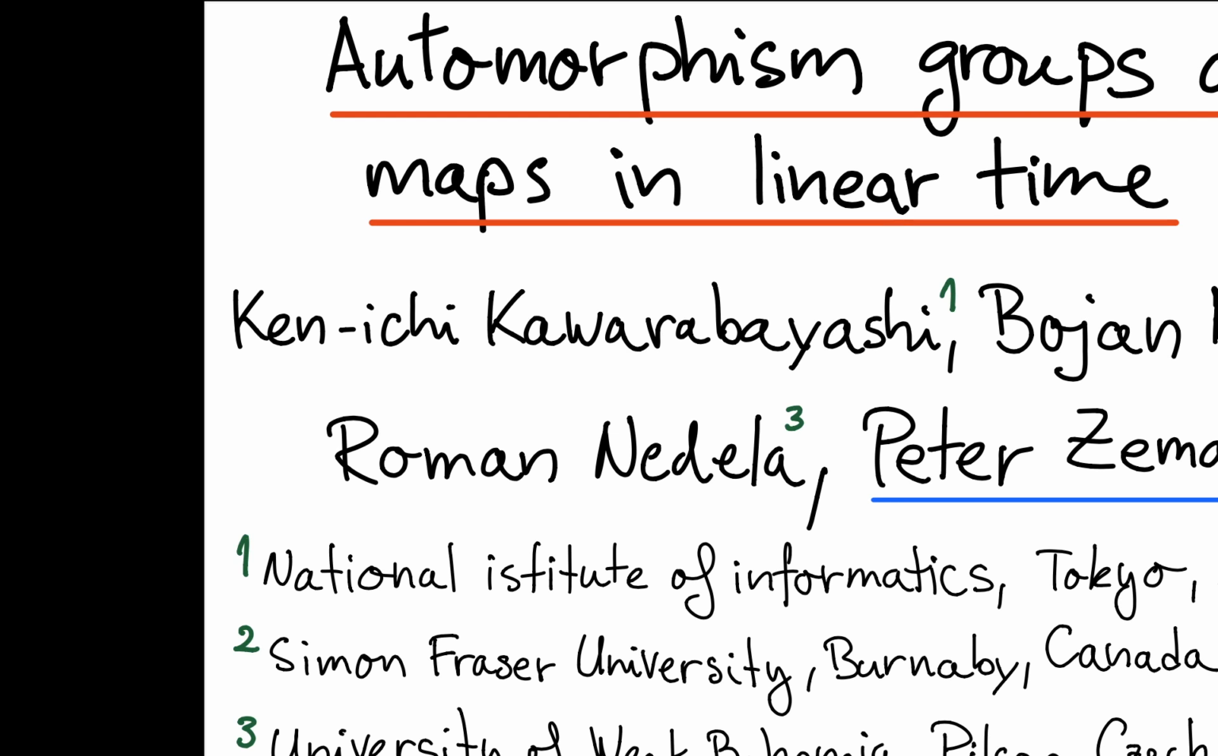Welcome to my talk. In this talk, I will be talking about automorphism groups of maps in linear time. By a map, we mean a two-cell embedding of a graph on a surface, which means an embedding of a graph such that each face is homeomorphic to a disk. We study their automorphism groups, which are permutations of the vertices which preserve incidences of vertices, faces, and edges, thus extending to a homeomorphism of the underlying surface.